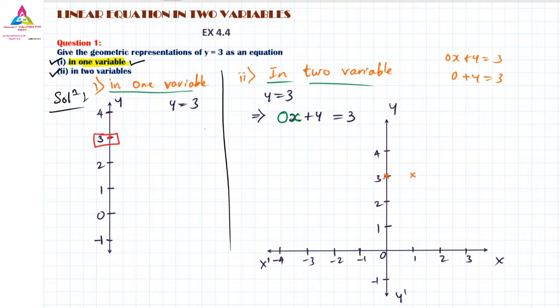Next, if you substitute the x value as 1 instead of 0, then 0 into 1 is 0 itself, so 0 plus y is equal to y only, y is equal to 3. If you take 2 or 3 also, the same answer. Everywhere, any value you take for x, y will remain 3 itself. So you can draw one graph here. This is your answer, this is the line you have to draw.